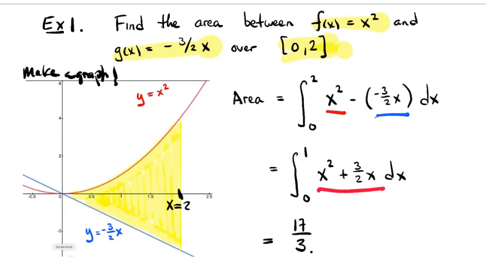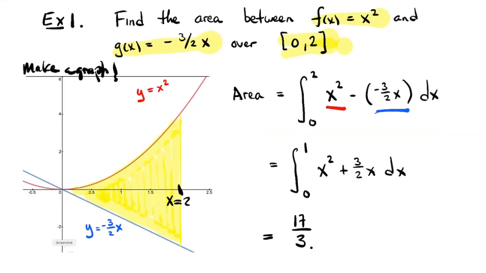And again, I omitted all of the details. You should stop the video right now, find an antiderivative for this thing, evaluate it from 0 to 2, do the arithmetic, and make sure that you can recover that number 17/3. It'll be worth your time. Okay, let's do another one.